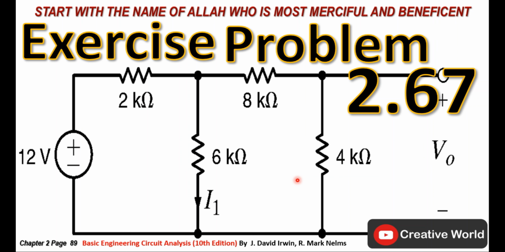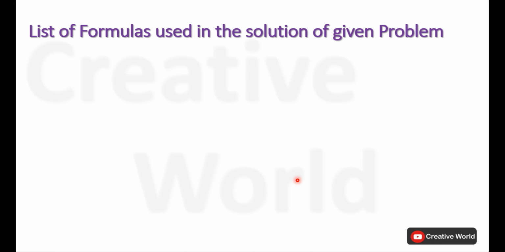Welcome to Creative World. In this video, we will solve Chapter 2 exercise problem number 2.67. While solving this problem, we will be using the current divider rule.